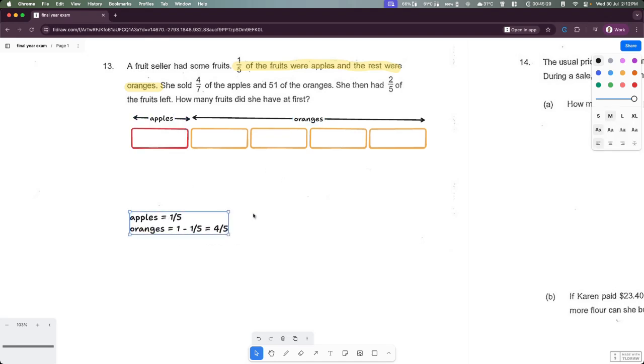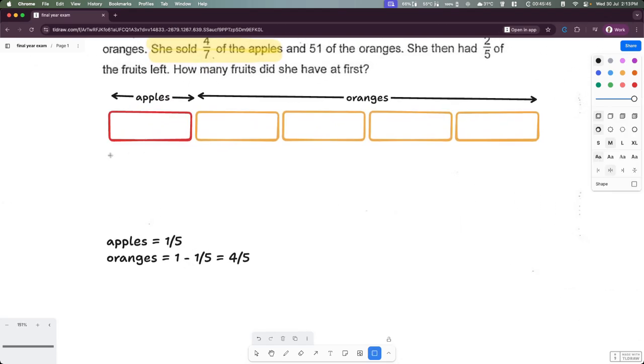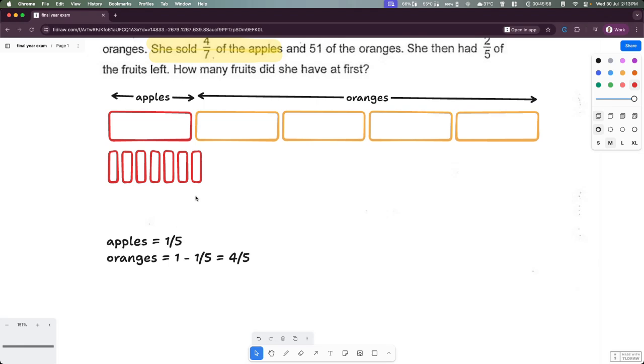The next part is she sold 4/7 of the apples. So we just focus on this. She sold 4/7 of the apples. If we zoom in on the apples, we can draw another red rectangle over here, and let's draw it 7 times because apple is only one rectangle. So we have 1, 2, 3, 4, 5, 6, 7. Let's make the width a little bit smaller.